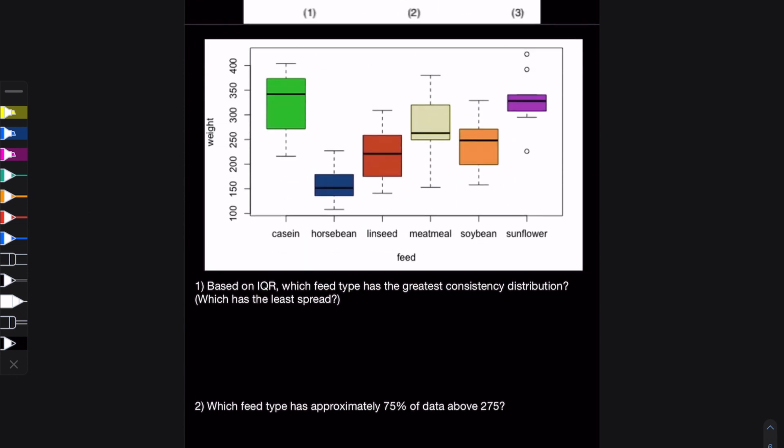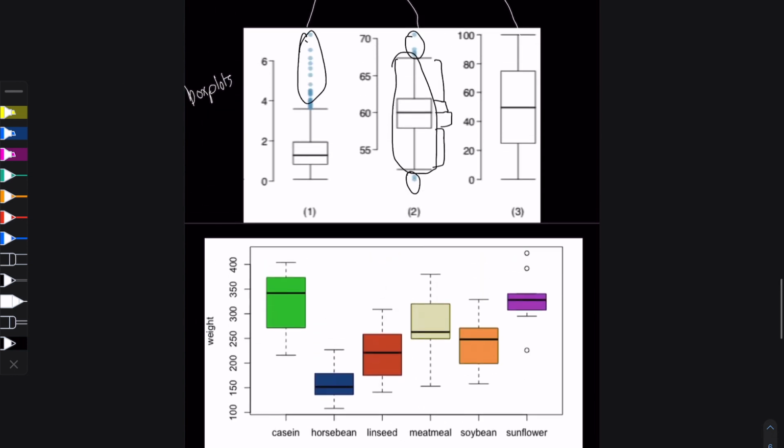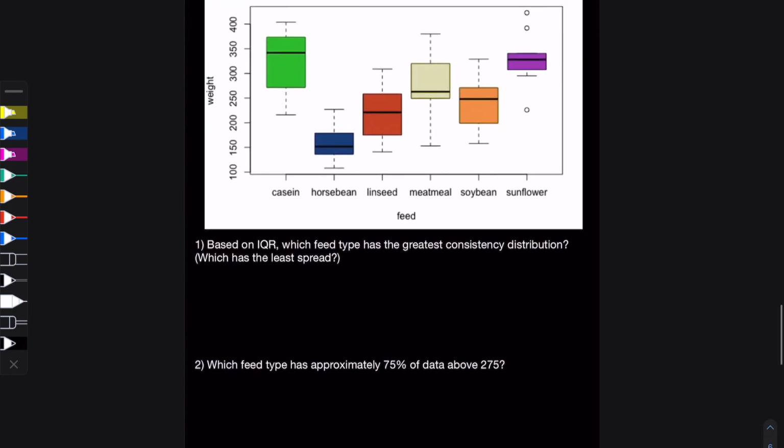All right, so next question is another question about box plots. So this shouldn't be too hard because we just looked at box plots up here in the last question. So our IQR is the box in the middle, would be the top of the observations minus the bottom of the observations. And so based on IQR, which feed type has the greatest consistency distribution? Which has the least spread is basically what it's asking.